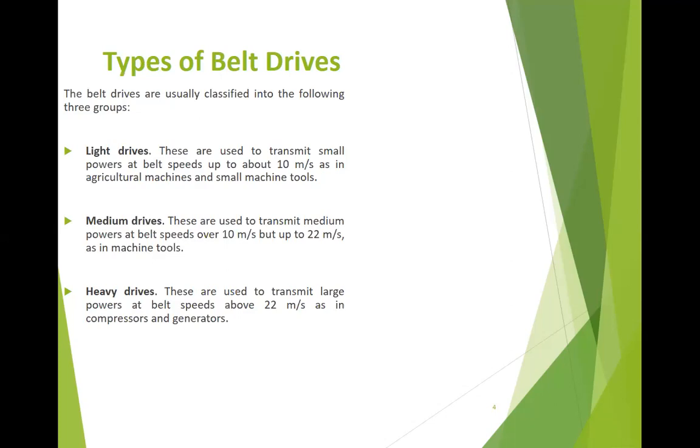Next is medium drive. These are used to transmit medium power at belt speed over 10 meters per second, but up to 22 meters per second, as in machine tools. So, bilis na to. Then, ito yung pinakamabilis. So, heavy drives. These are used to transmit large power at belt speed above 22 meters per second, as in compressors and generator.